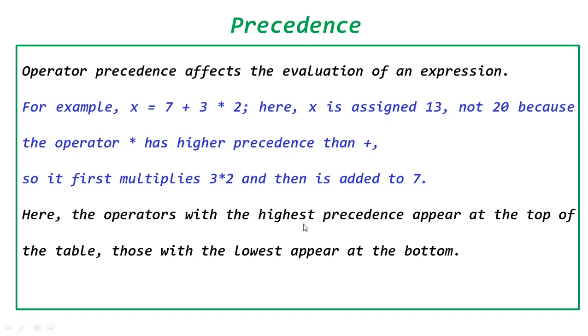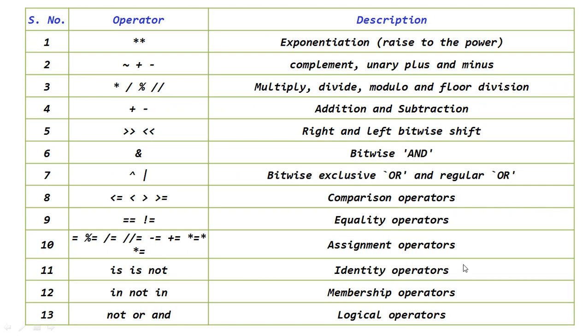Here the operators with the highest precedence appear at the top of the table. Those with the lowest appear at the bottom. Let us check this. This one is the table from 1 to 13. First one is power, means double star, or you can say exponentiation, raised to the power. Then complement, unary plus and minus. Then multiplication, division, modulus, and floor division.